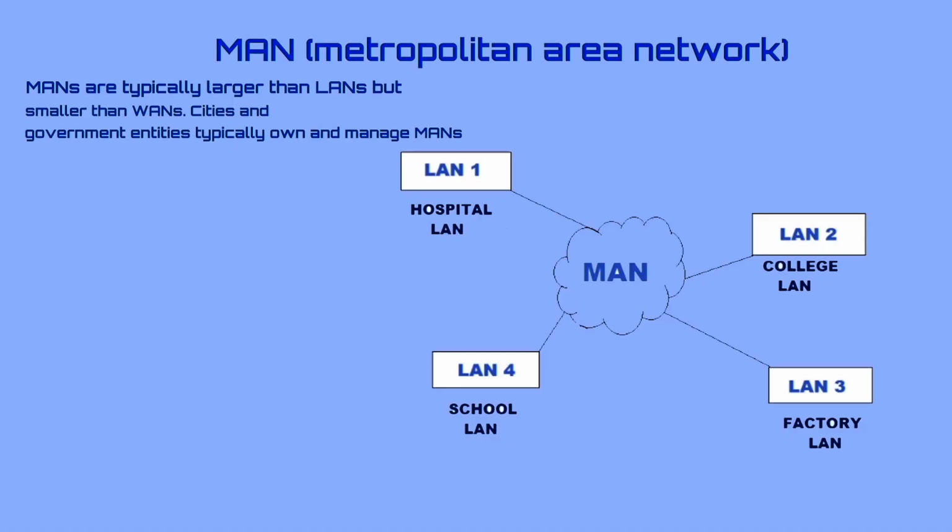MAN, metropolitan area network, is a class of network which serves a large geographical area between 5 to 50 kilometers in range. Metropolitan area networks are typically larger than local area networks but smaller than wide area networks.